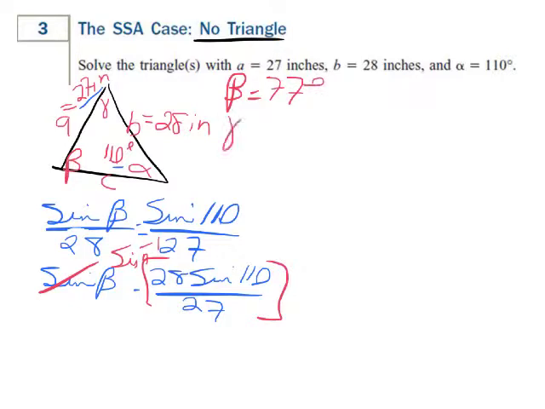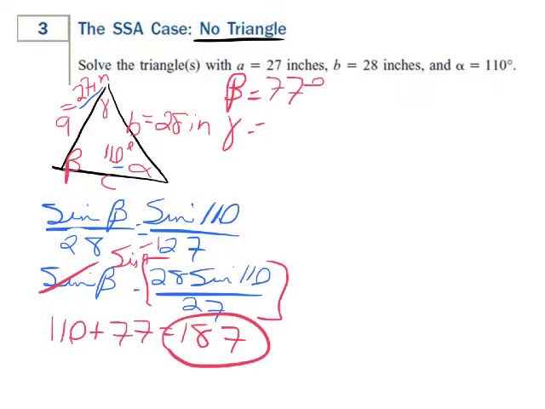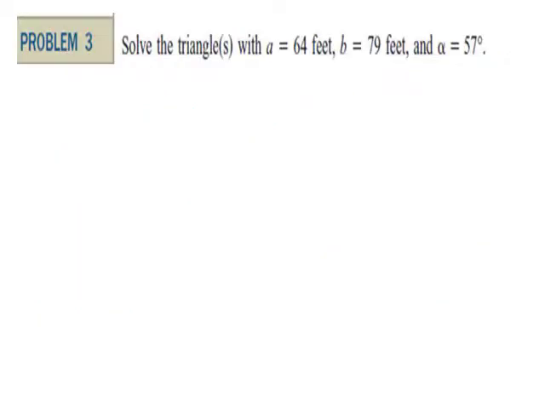So now we can find gamma. We can just go 110 plus 77, which gives us 187. And wait a minute, if two angles add up to 187, that can't be. It has to be less than 180. No triangles. Okay, it's your turn.